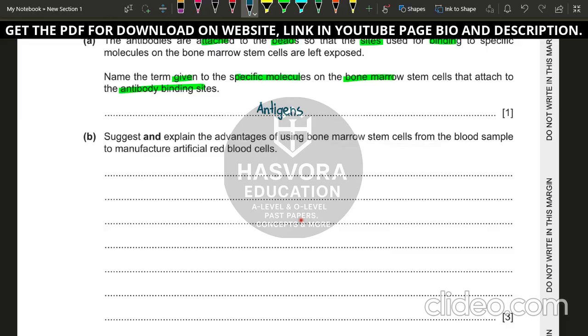The second point that can be valid is that they are mitotically dividing, so you can use them again and again to form a large number of red blood cells, and you can produce a large number of genetically identical red blood cells. Okay, so 3 points will be valid. Let's just write this.